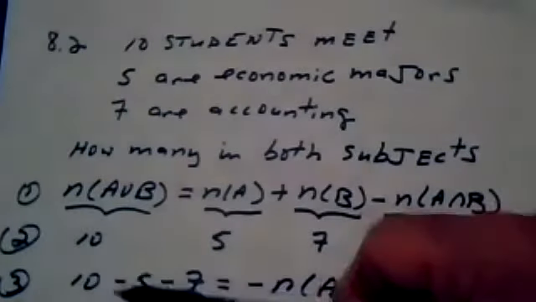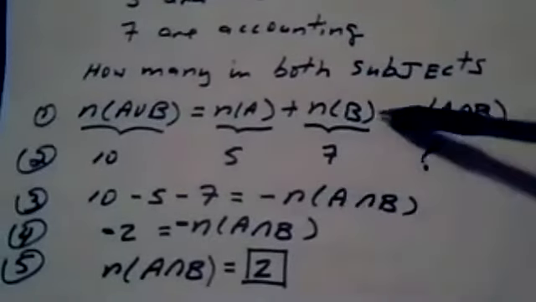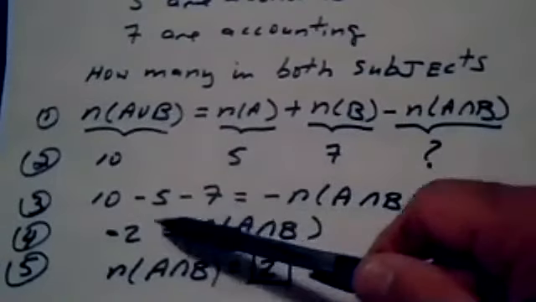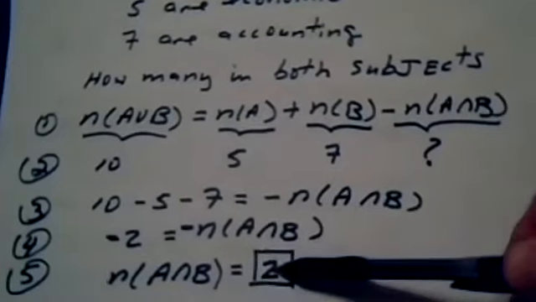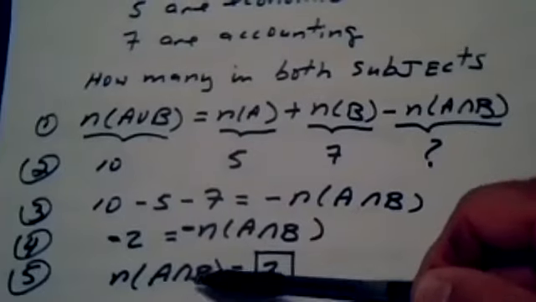Simplify, you get a -2. Here's a negative. We still have a negative here. It came from the subtraction. But you could divide both sides by -1, which tells us that there were 2 students that were in both groups, both economics and accounting groups.